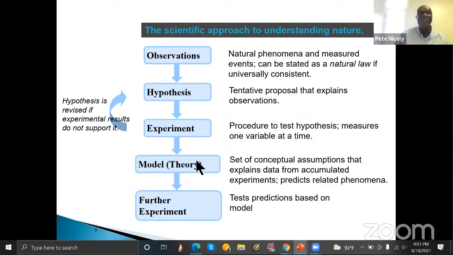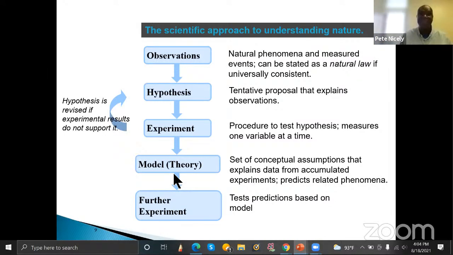So the theory is basically a well-established hypothesis. And what establishes the hypothesis to make it a theory is the fact that you have data from repeated experimentation which supports it, all right? And the next step is that even after an established theory, further experimentation can be used to test it. And in some instances, the experimentation that is conducted actually contradicts the theory.